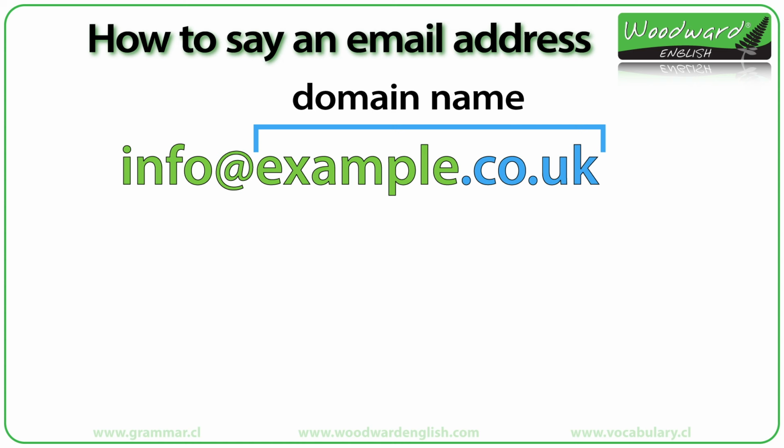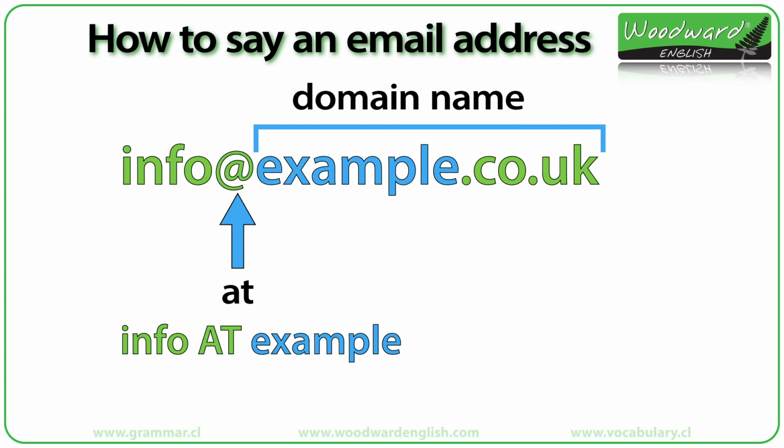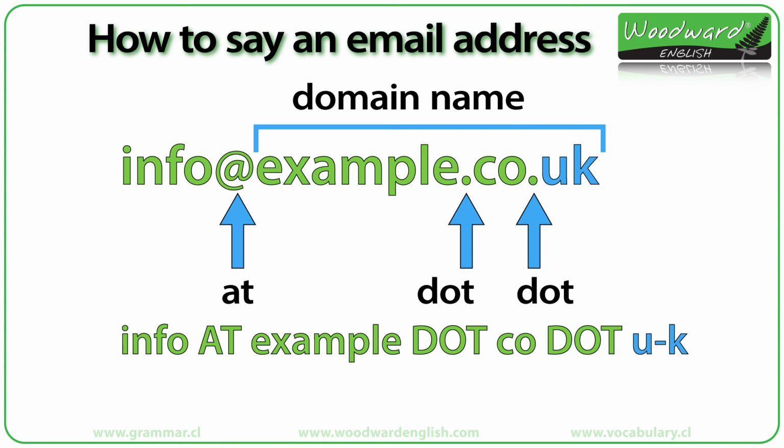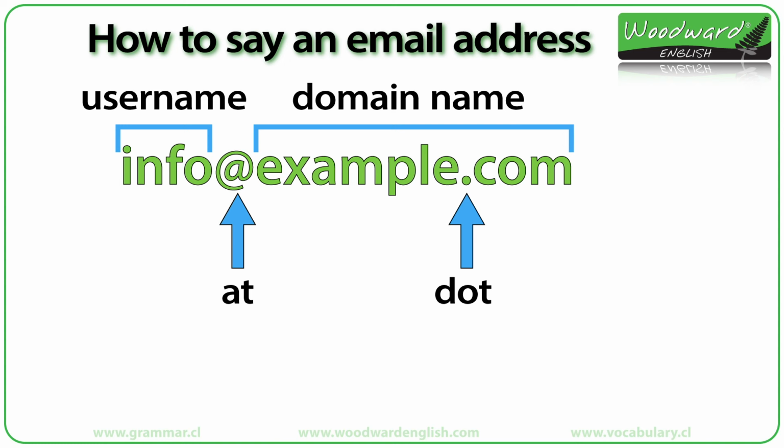Sometimes the domain name has an extra dot, as in this example. How do we say this email address? info@example.co.uk. The UK part at the end refers to the United Kingdom. Remember, there are two main parts of an email address: the username and the domain name. Now we will look in more detail at how to say the username of an email.